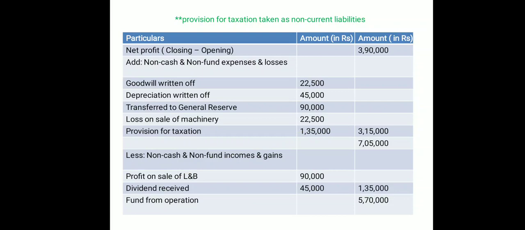So the main thing is you have to decide how you are going to treat the provision for taxation. So these are the two ways you can solve. I hope you have understood. Just go through this, and next class we'll try to solve the fund from operation with the direct method also.